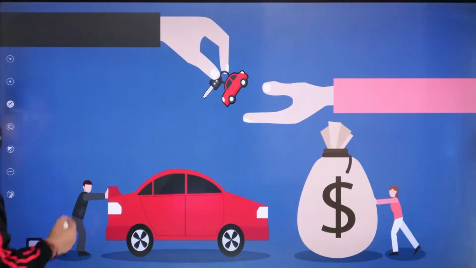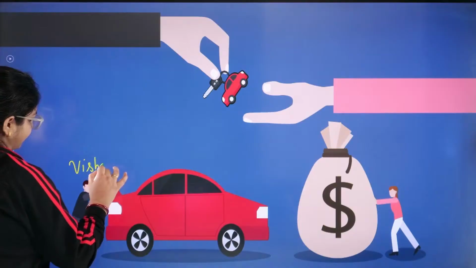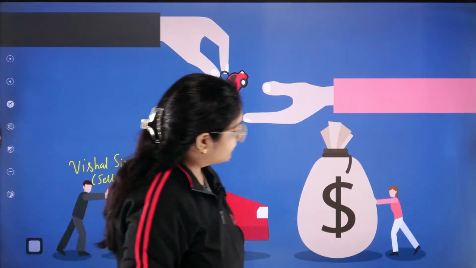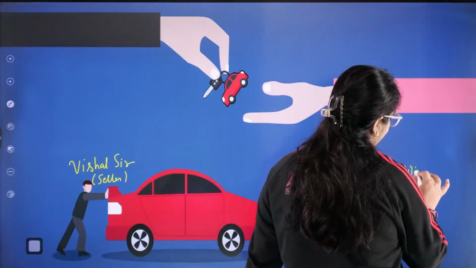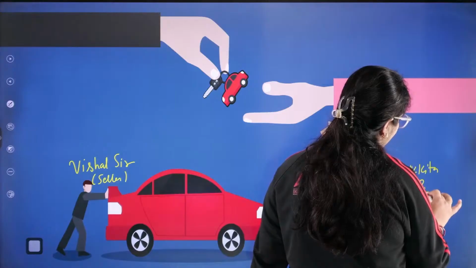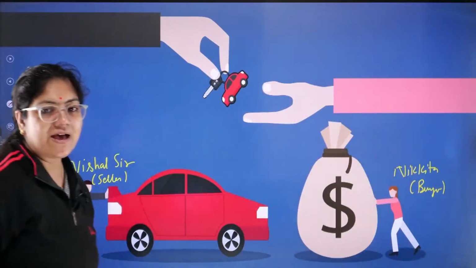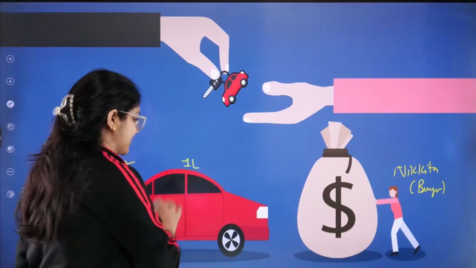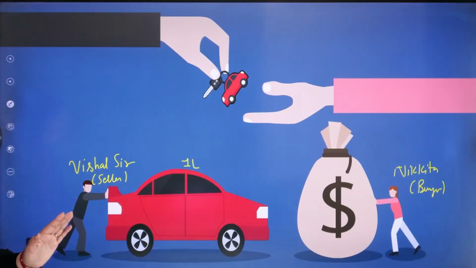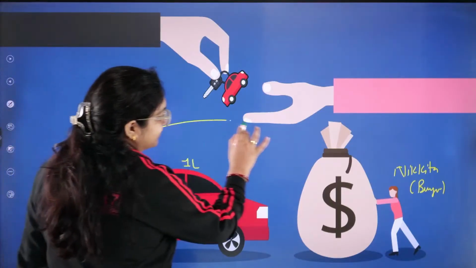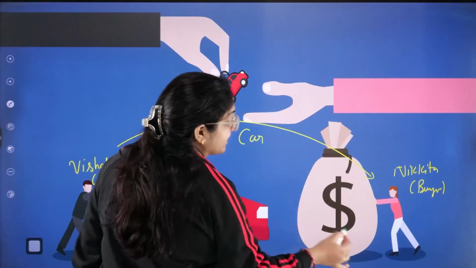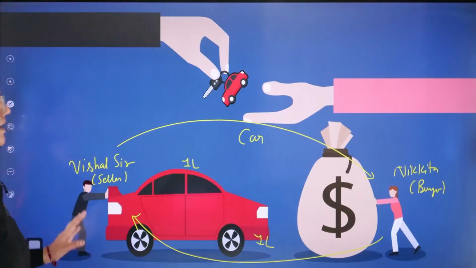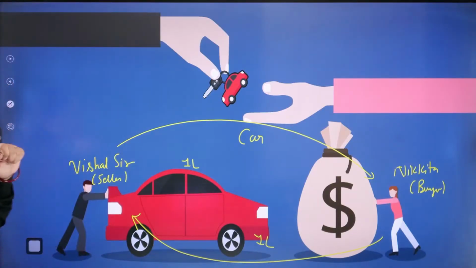Suppose this person is Vishal sir. So Vishal sir acts as a seller in this diagram, and she is Nikita ma'am. Nikita ma'am will play the role of buyer in this diagram, seller and the buyer. Vishal sir wants to sell this car. The price of the car is 1 lakh rupees. Nikita ma'am is ready to purchase this car for 1 lakh rupees. So Vishal sir will give the car to Nikita ma'am and Nikita ma'am will give 1 lakh rupees to Vishal sir. The contract between Vishal sir and Nikita ma'am is called contract of sale.